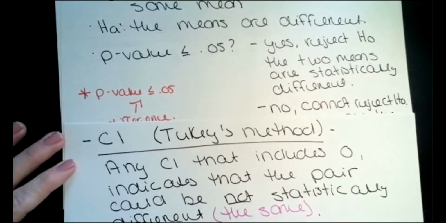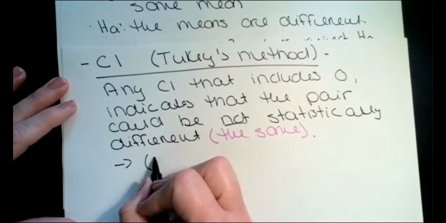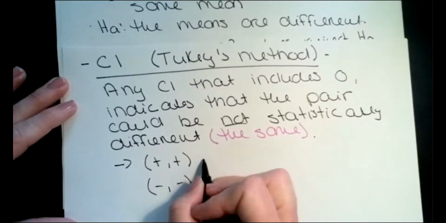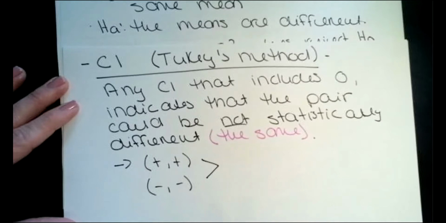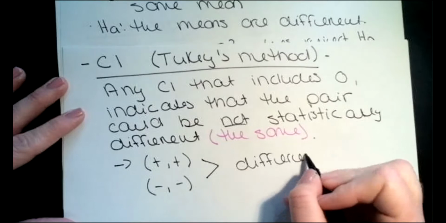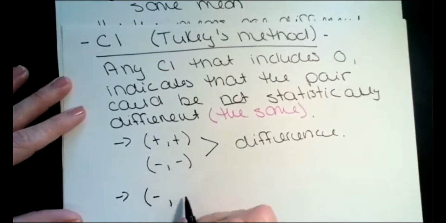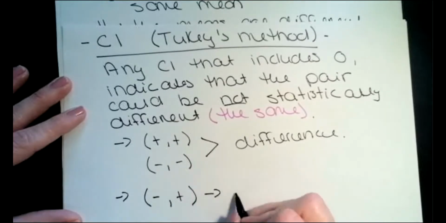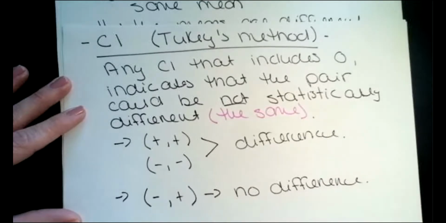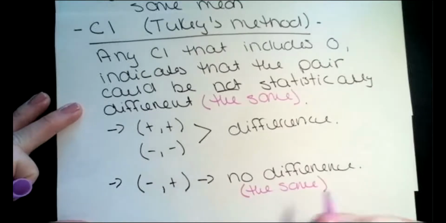And that's what we're looking at. So we have different situations here, right, as we're used to. We could have an all positive CI or an all negative CI, and these both mean there is a difference, okay? Then we could have that CI that goes negative to positive, and this shows no difference. The same. Okay.